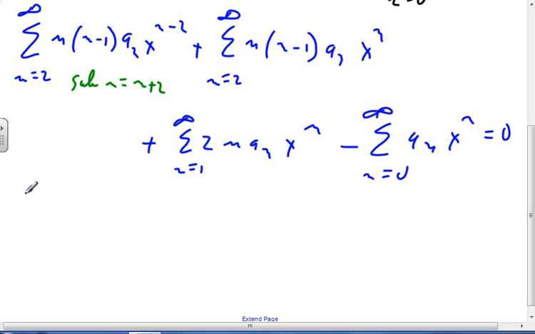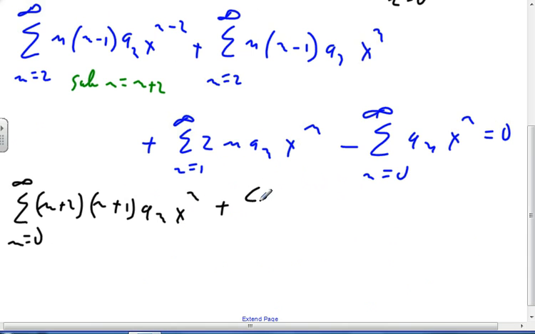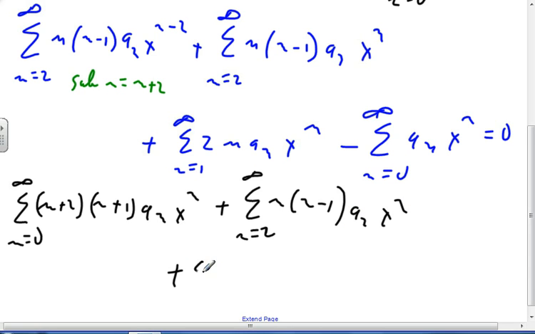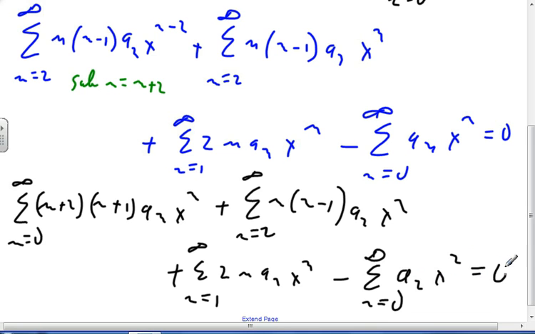Okay, so I'm going to have summation n equals 0 to infinity n plus 2, n plus 1, an x to the n, plus summation n equals 2 to infinity n minus 1 an x to the n, plus summation 1 to infinity 2n an x to the n, minus summation 0 to infinity an x to the n equals 0.